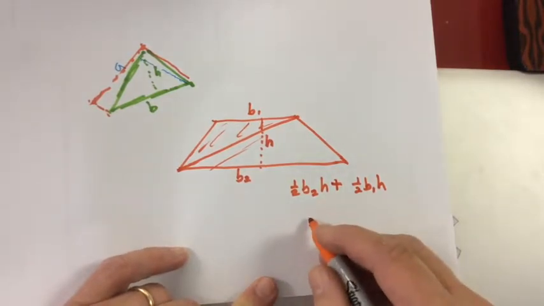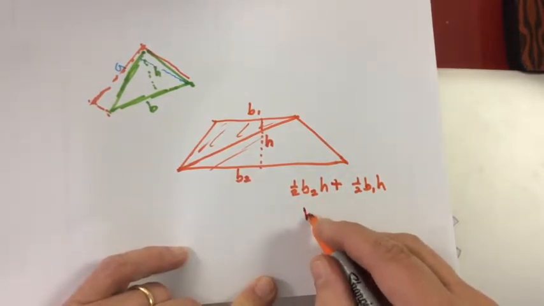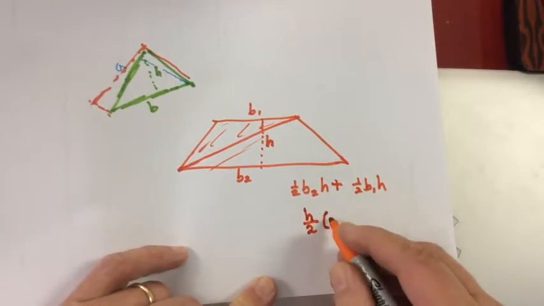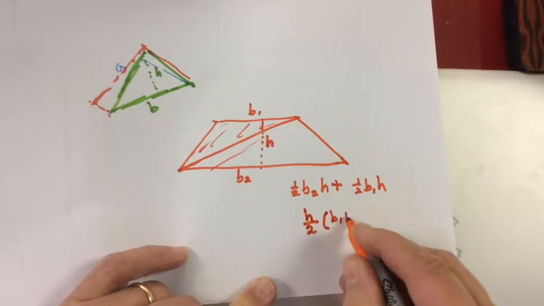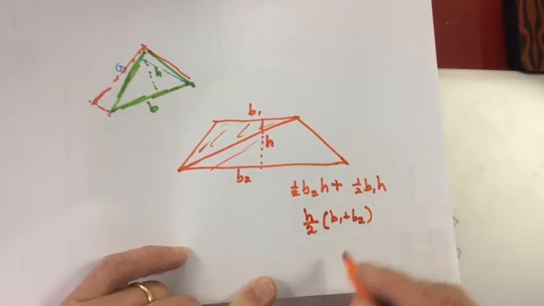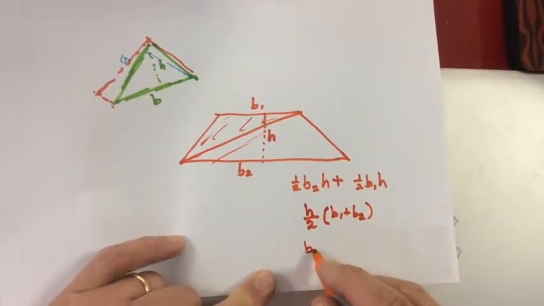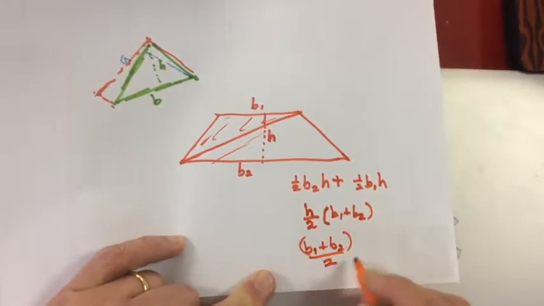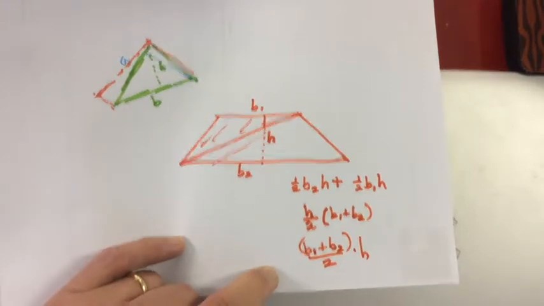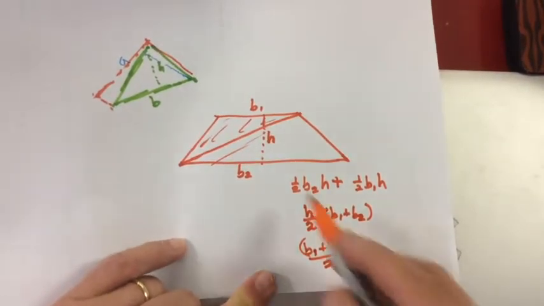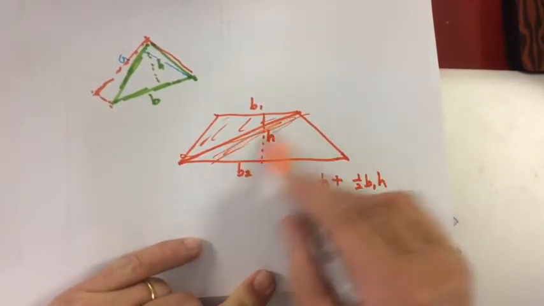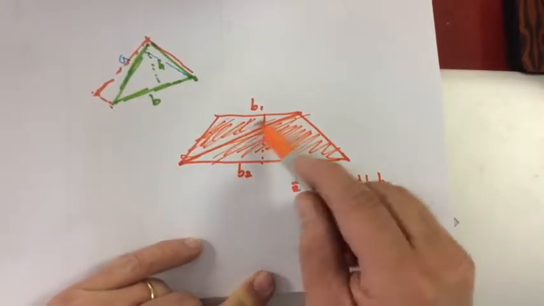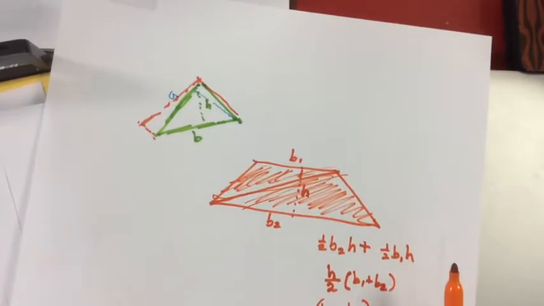You can do a couple of different fun things if you like. You could factor out an h and a 1/2 here and have b1 plus b2. Or you could say b1 plus b2 over 2 times the height. You can rewrite it any way you want, but the truth is what you're doing is cutting this in half, getting the area of that triangle, the area of that triangle, and adding them together.